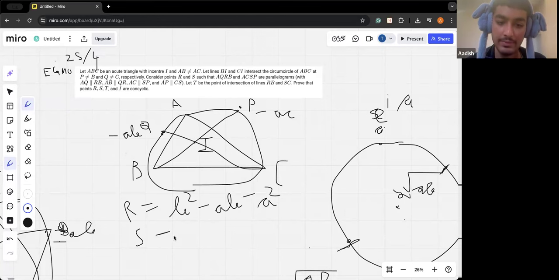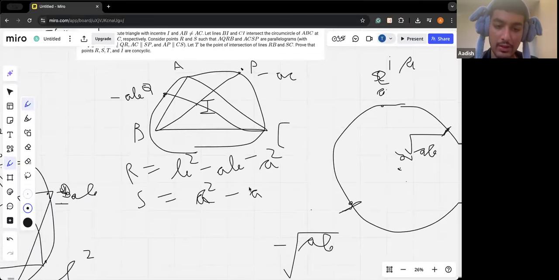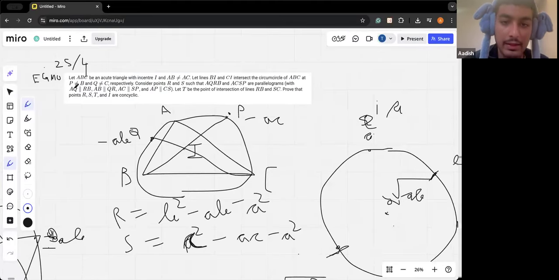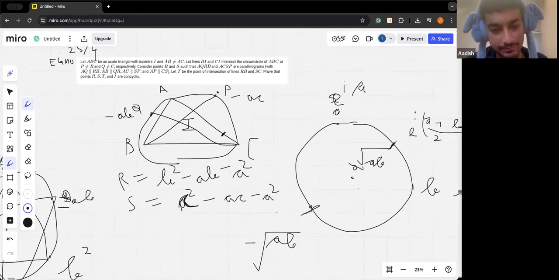And S will be the same thing: C square minus AC minus A square. That's how you use symmetry. Okay, let T be the point of intersection of RB and SC. Prove R, S, T, I are concyclic.